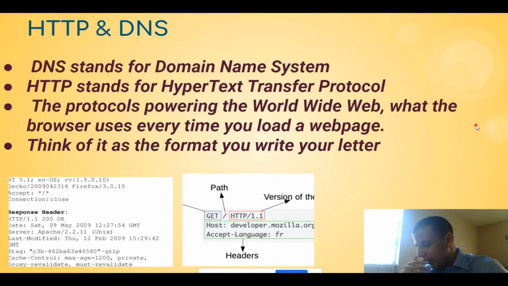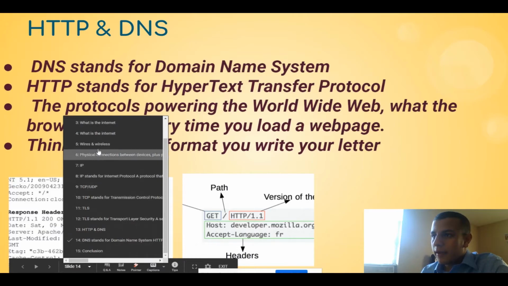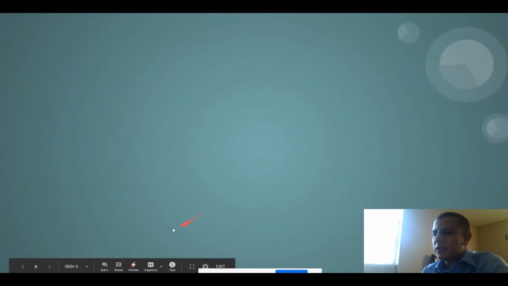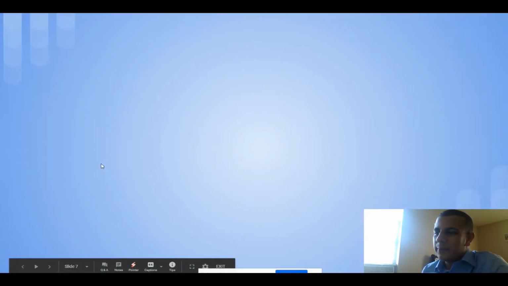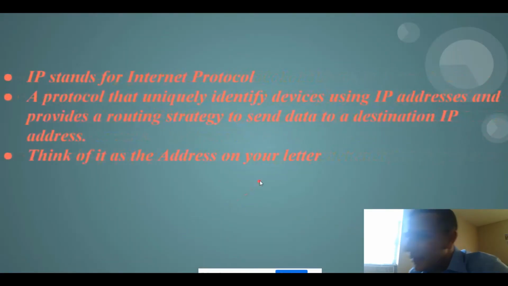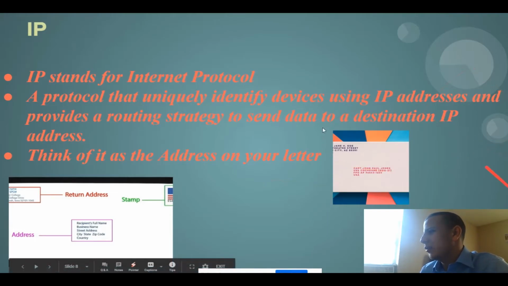Like a formatted letter. And so, quick review, we have wires and wireless. They are like pen and paper in this internet world, the raw materials that help us write our message. IP, think of it as the address on your letter. That's very important, because it tells us where to send the letter.